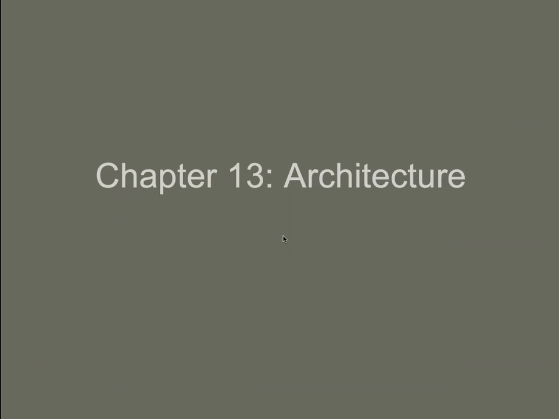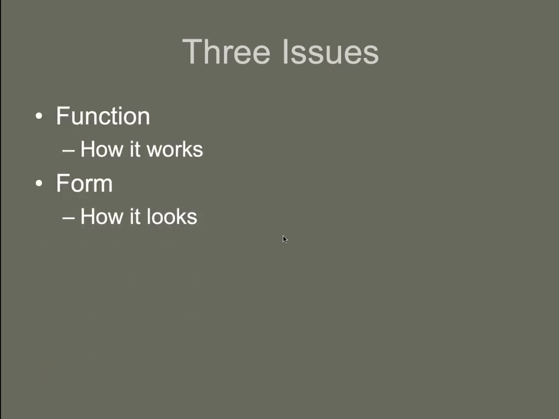So that's going to lead us into chapter 13, which is all about architecture. In architecture, you're going to see 3 issues that are used to satisfy the basic human need for shelter. Function, which is how it works. Form, which is how it looks. And structure, which is how it stands up.